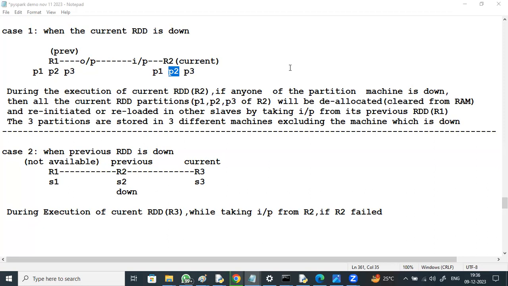If R2.P2 fails, then we can collect from R1.P2. That's why we are thinking. The names are same. No. One second. On R2, if you are performing some transformation like filtering, right? R3 got created. In R3, there is only 2 partitions. In R2, you got 3 partitions. Do you think in R3 P2 and R2 P2 data will be same?